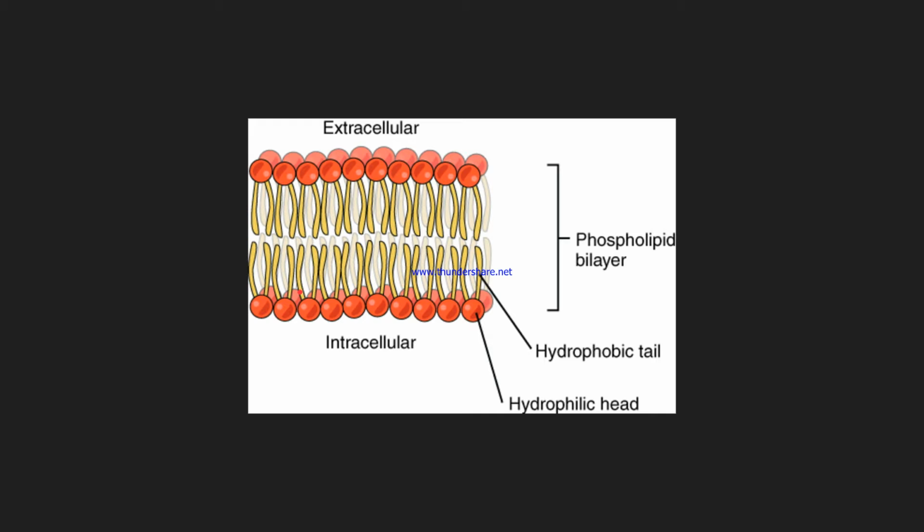These bilayers have hydrophobic or water-fearing tails located in the center of the bilayer to avoid the water in the outside environment of a cell and the inside environment of a cell. The phosphate heads coming from that phosphate group that we saw are hydrophilic or water-loving. So they are on the ends of the bilayer because they're attracted to the water outside and inside the cell.